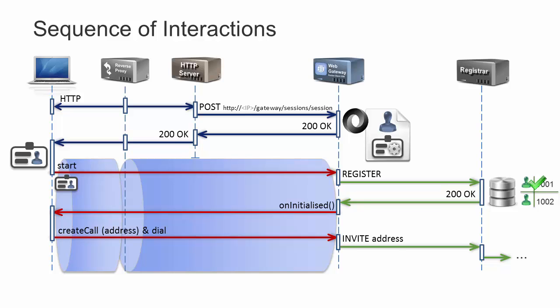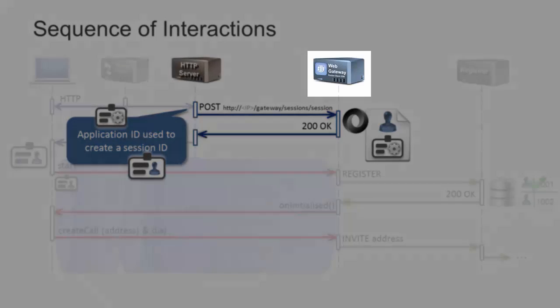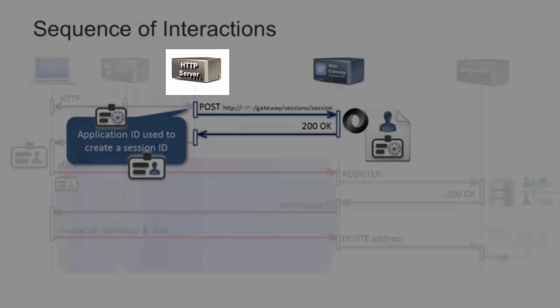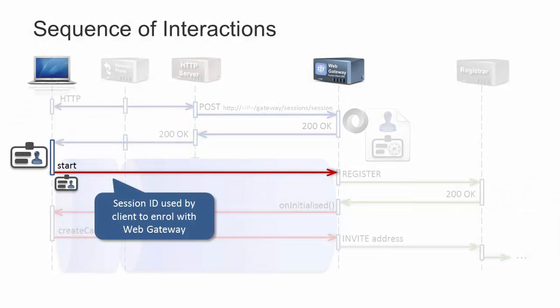Now, one quick thing I want to underline before finishing. The application ID is configured on the web gateway, but must also be known by the web application and used as a parameter in order to create a session ID. That session ID is then used by the client to enroll with the web gateway.